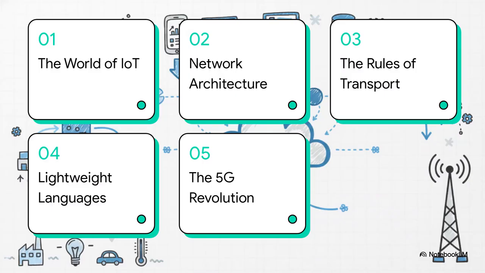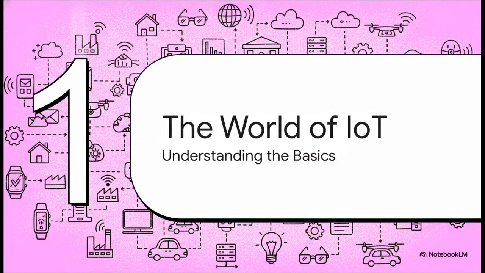Okay, let's dive into this. We've got a layer-by-layer roadmap for constructing this entire ecosystem from the ground up. We'll start with the world of IoT, build the network architecture, set up the rules of transport, look at some lightweight IoT languages, and finally, explore the 5G revolution. All right, kicking things off with Section 1, the world of IoT.